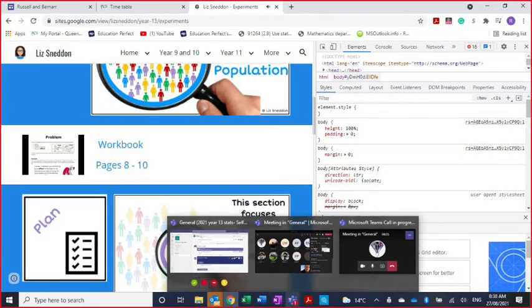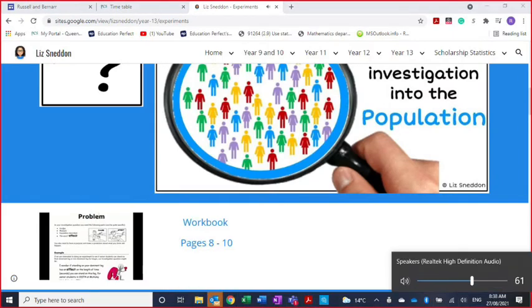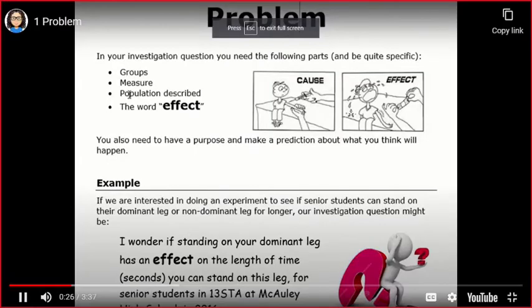The things that we need to make sure we have in there is we need to talk about the groups. So what's our treatment group, our control group? We need to talk about the measure. What is it that we are measuring? Is it the height, the length, the response rate, whatever it is, what's the measurement that we're making? What is the population? We've got to describe that quite specifically.